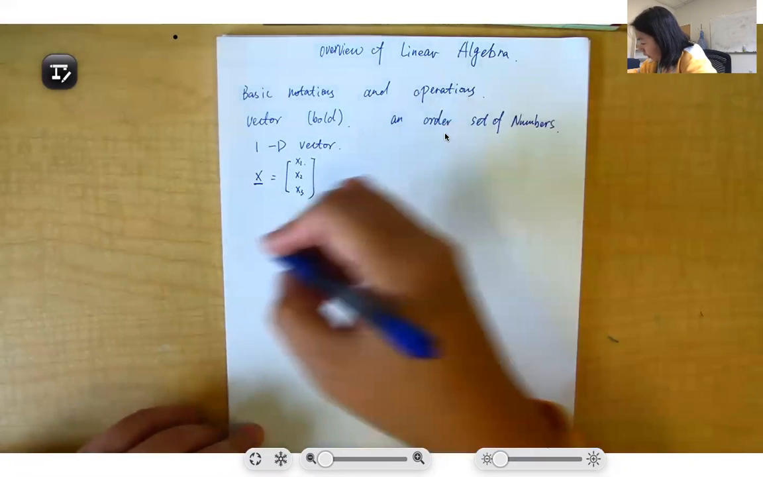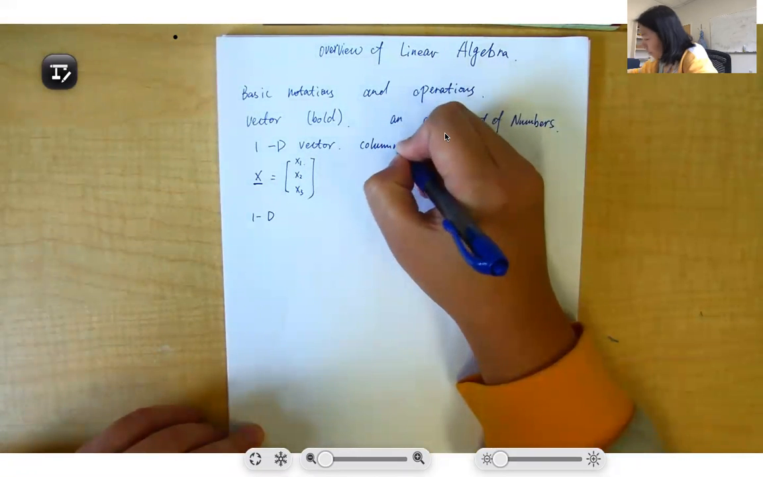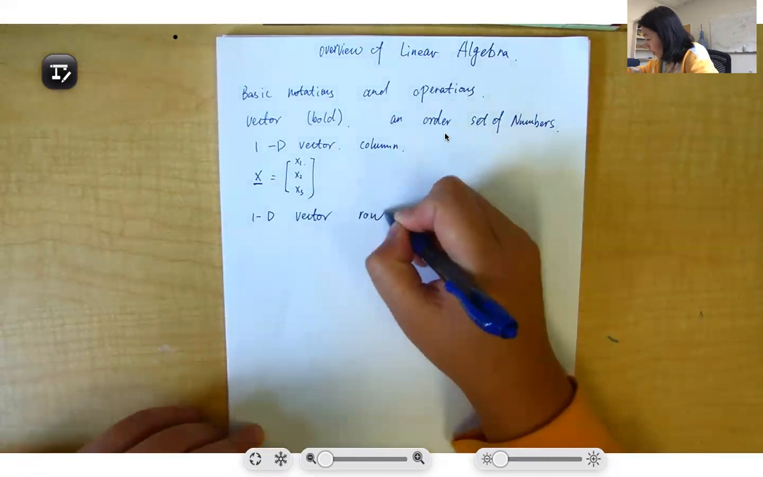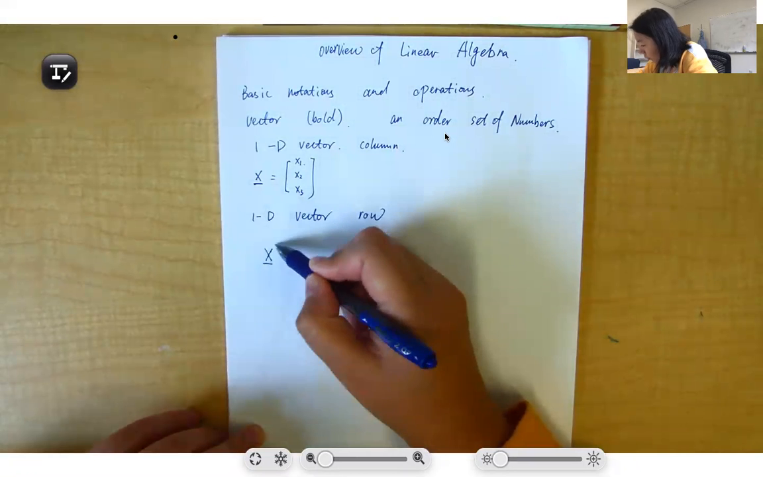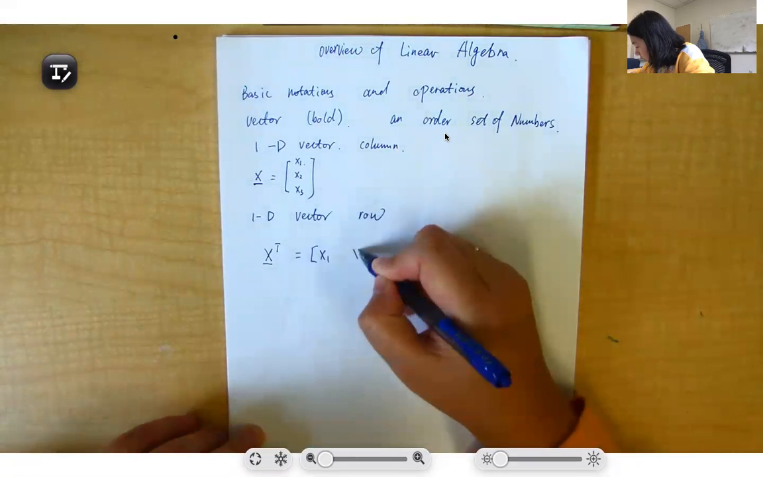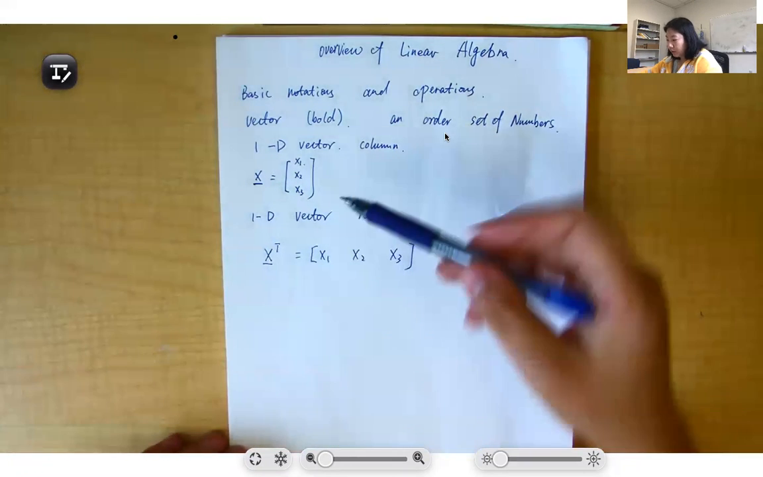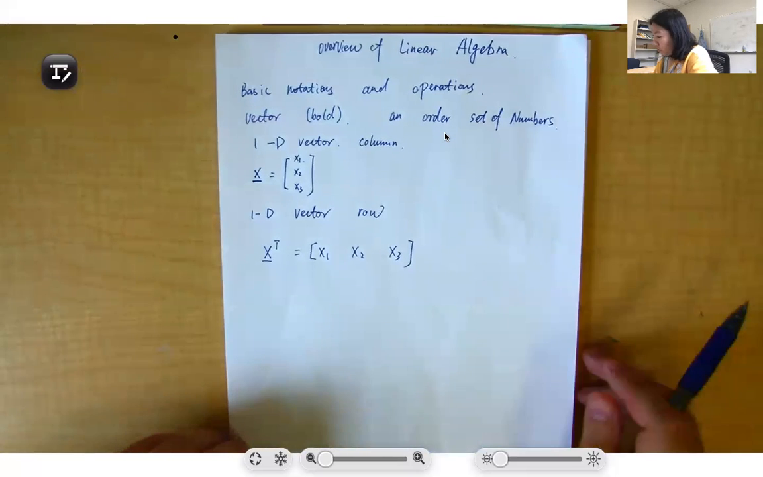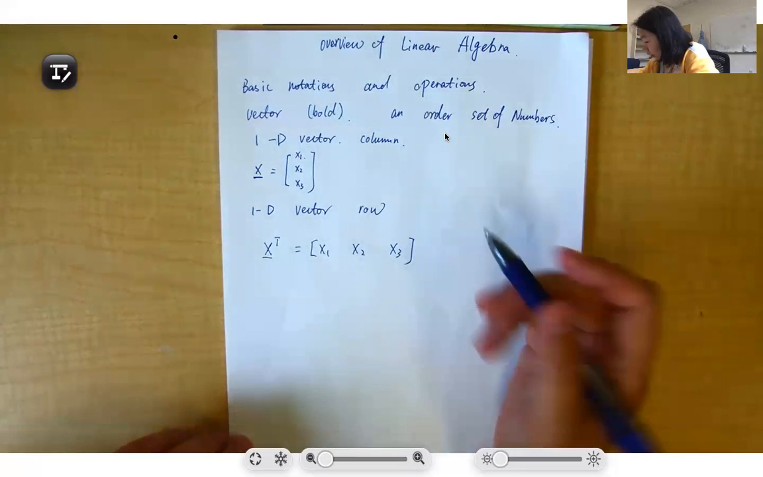You can also have a 1D vector which is a row vector. You can write it as x transpose equals x1, x2, x3. So the transpose basically transposes this column vector into a row vector. You can do some operations on the 1D vector as well.